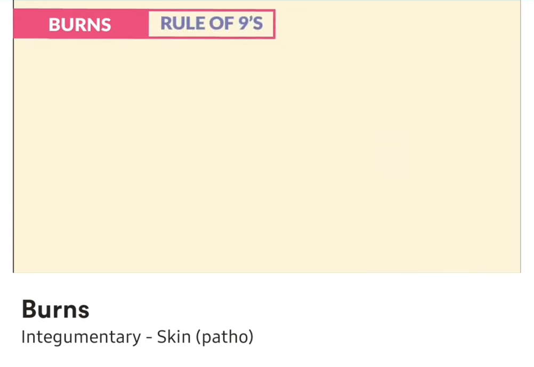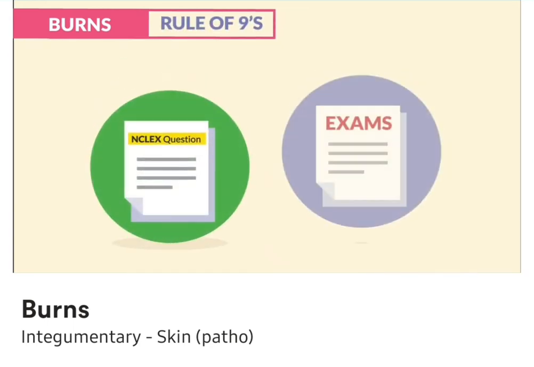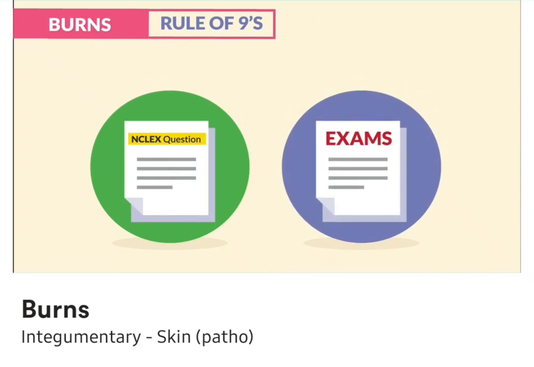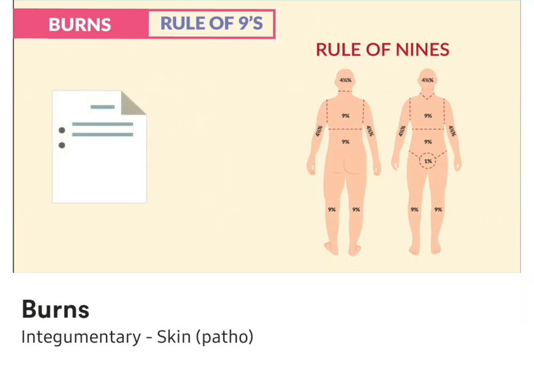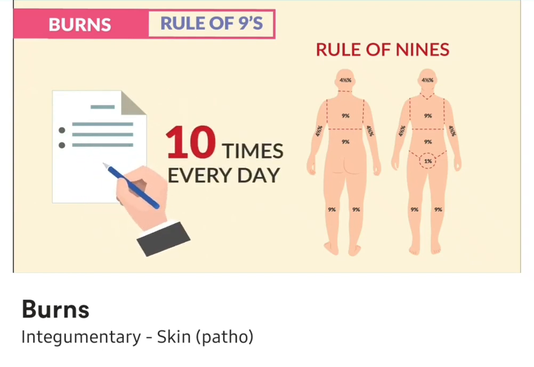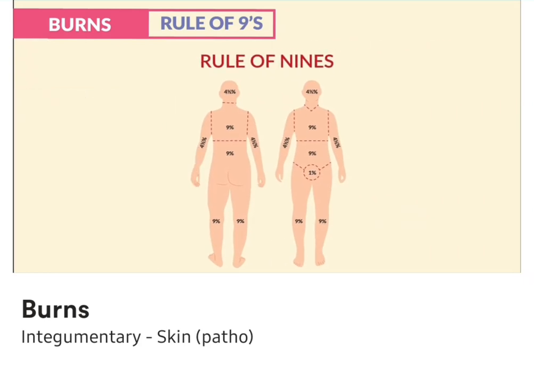Now, for the rule of nines. For your NCLEX and your exams, you must know how to calculate the rule of nines. Over 70% of students get these questions wrong, so be sure to listen close. A big test tip here is I recommend to write out this chart at least 10 times every single day the week of your exam. It's kind of like lab values. You need to know your numbers here.